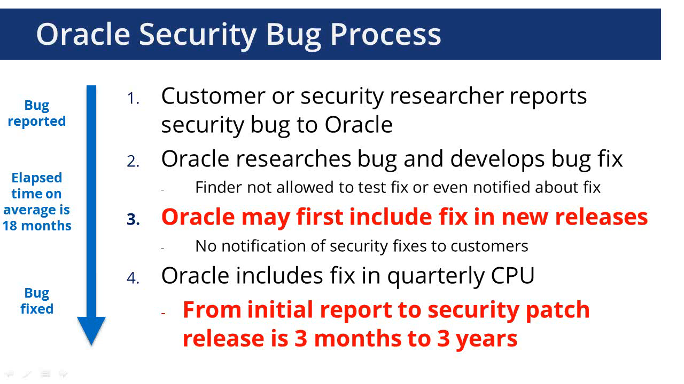Then another aspect of the CPU process is it may take Oracle 3 months to 3 years to fix a problem. One of the recent bugs that was actually discovered has been in Oracle since 8i and was reported to Oracle in 2008, and eventually Oracle released a workaround in 2012. So that was 4 years for a single bug to be fixed. And so it's not uncommon for bugs to sit around for a long time at Oracle based on priorities and things like that.